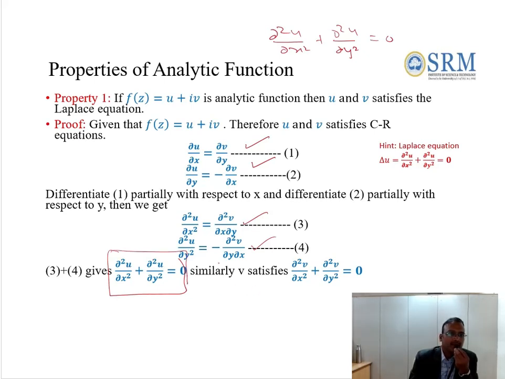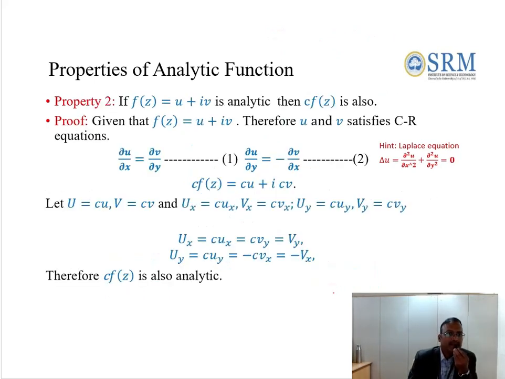Similarly, if you differentiate the first equation partially with respect to y and the second equation partially with respect to x, and add them, then we will get dou square v by dou x square plus dou square v by dou y square equal to 0. Therefore these two functions satisfy the Laplace equation. That's the first property.